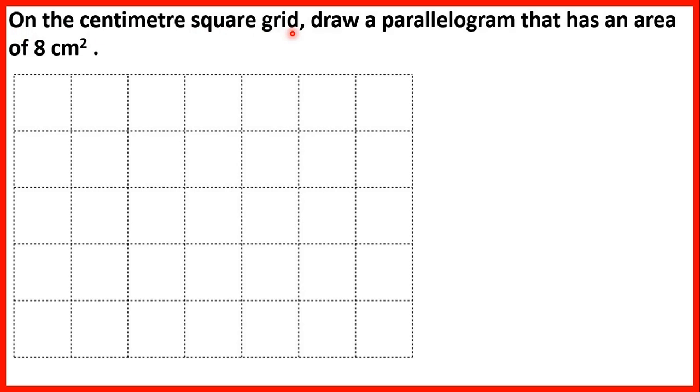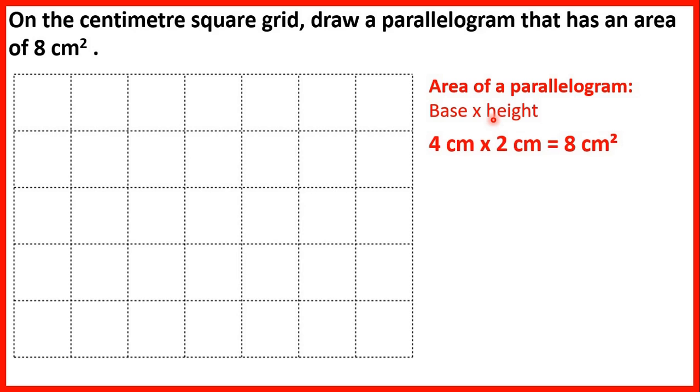On the centimetre square grid, draw a parallelogram that has an area of 8 centimetres squared. So the area is the amount of space that a shape takes up, and to find the area of a parallelogram, we multiply the base by the height. So finding the area of a parallelogram is the same as finding the area of a rectangle. So we need the area to be 8 centimetres squared, and 4 times 2 is 8. So we can draw a parallelogram with a base of 4 centimetres and a height of 2.